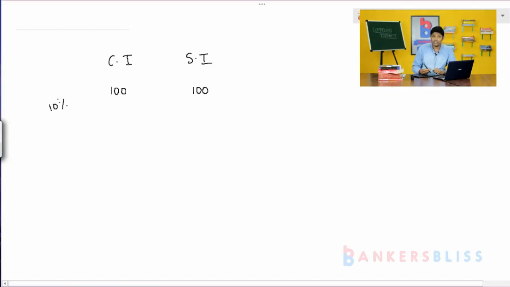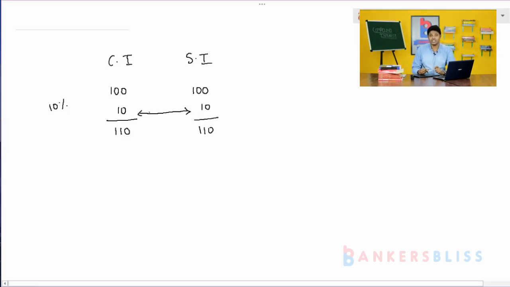In the first year, the interest amount we get under compound interest is 10% of 100, and under simple interest again we get rupees 10. So the total amount after 1 year will be 110 under both schemes. You have to analyze here: the interest amount we got under compound interest as well as simple interest for the first year is the same.